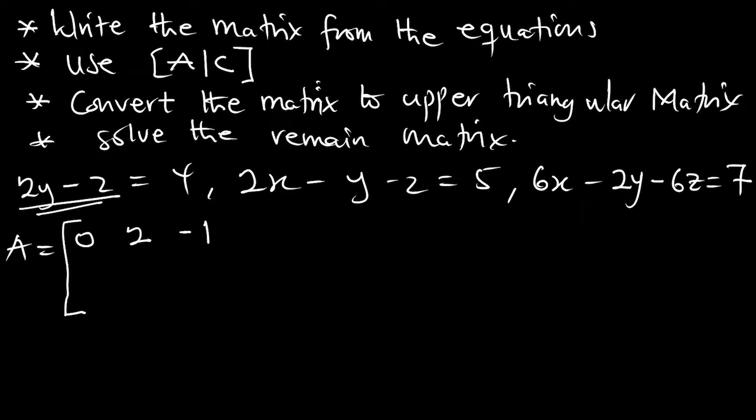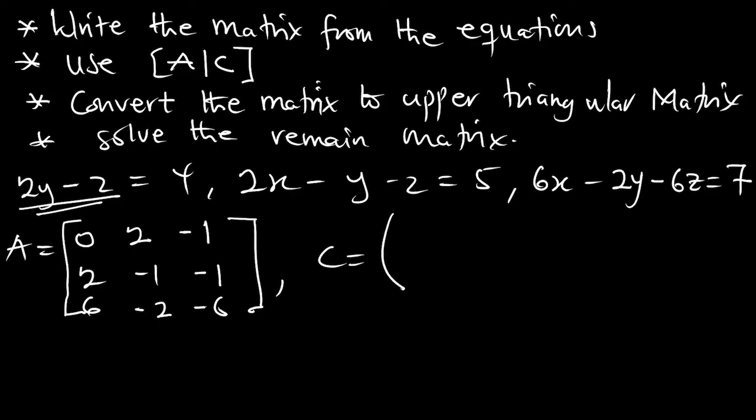Equation 2, that will be 2, -1, -1. Equation 3, that will be 6, -2, and -6. This is our matrix from the system of equations. Now we are going to use A augmented with C. Now the C part, we know that the C part is going to be the 4. Equation 2, 5. Equation 3, the 7.